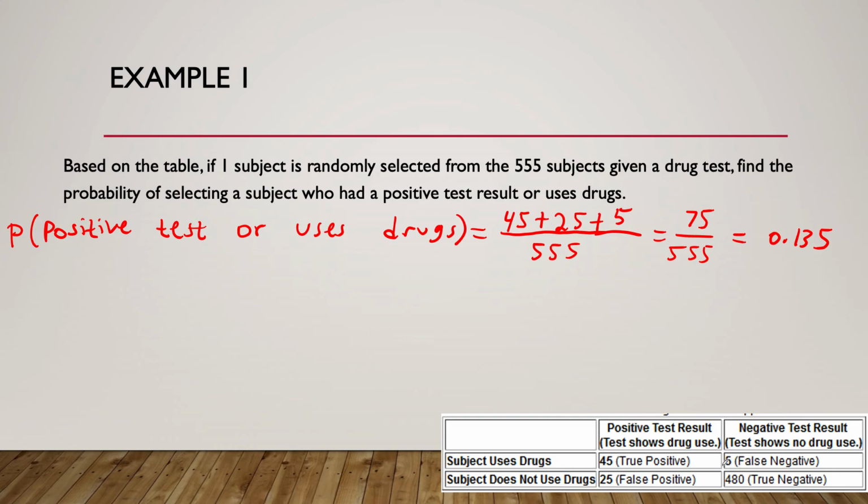Because of that particular formula that we just had, we would technically be adding another 45 and then subtracting it, since that's the intersection between the two. But we don't need to necessarily write all those steps. For that probability of positive test or uses drugs, we could just add these three numbers in the numerator to get 75. And then the denominator is just 555. So 75 divided by 555, we get a probability of 0.135.